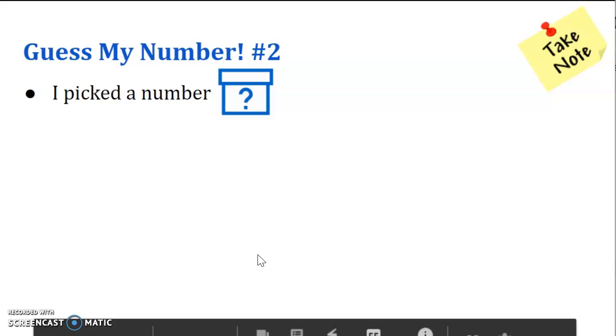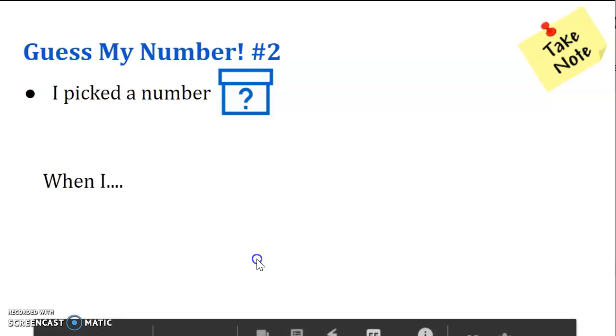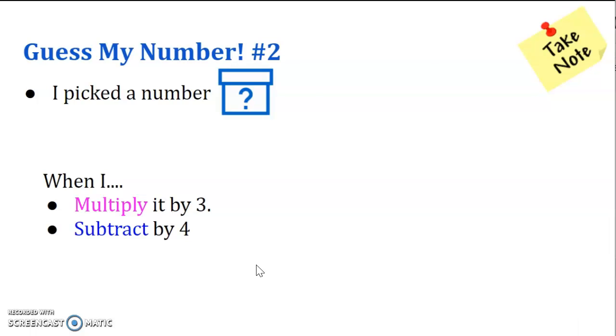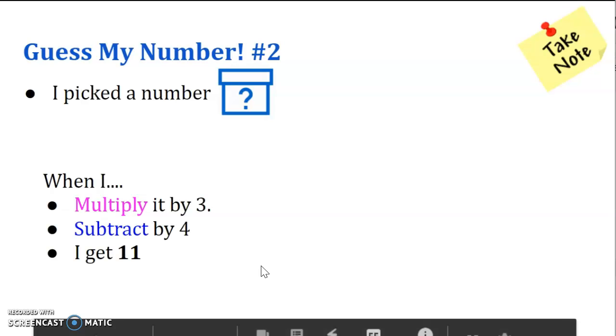So this time I want you to guess my number. I picked a number. When I multiplied it by 3 and then subtracted 4, I got 11. Can you figure out the number that I started off with? So how would I go about that? Remember, whatever you did first, we need to go in the reverse order.